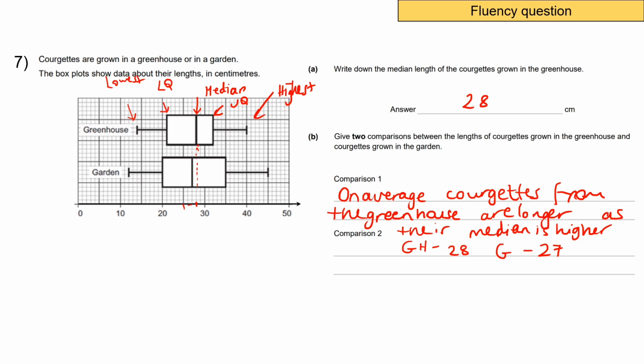Interquartile range, one piece of information that you need to remember is that the smaller the interquartile range is, the more consistent results you're going to get, whatever it is. The smaller the interquartile range is, it gives you more consistent results, okay, more accurate results. So the length in this case is going to be more consistent for the greenhouse. So the courgette's length is going to be more consistent for the greenhouse, okay, because the interquartile range is smaller.